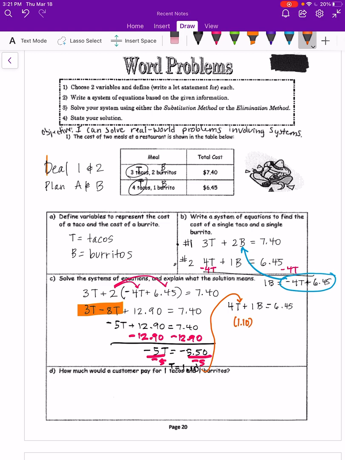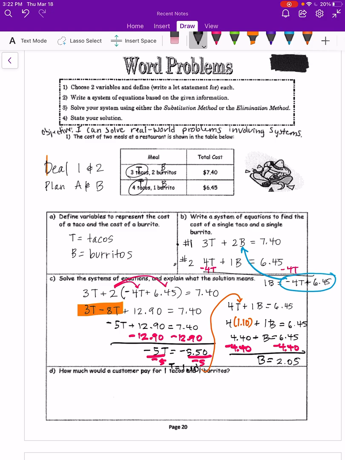There's my $1.10. So I'm going to do 4 times $1.10 plus 1B, or I could just say B, equals $6.45. 4 times $1.10 is $4.40 plus B equals $6.45. Now I've got to isolate my B, get it by itself. So subtract 4.40, subtract 4.40. So that gives me B equal to 6.45 minus 4.40, which is $2.05.